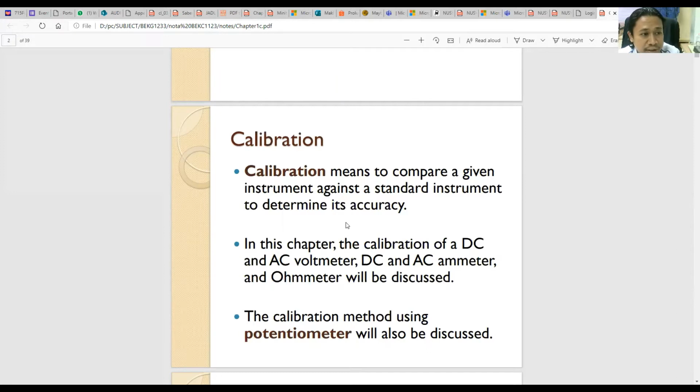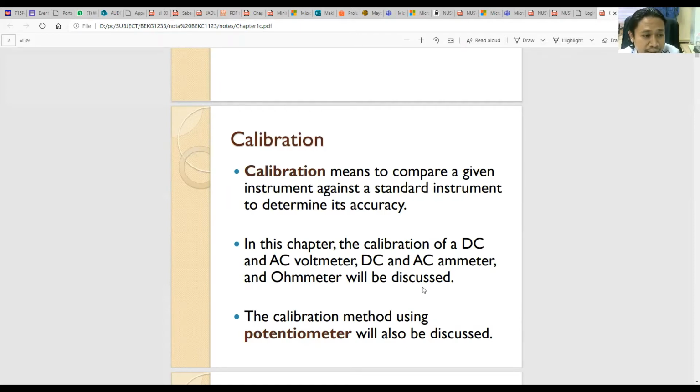So in this chapter, the calibration of DC and AC voltmeter, DC and AC ammeter and ohmmeter will be discussed. For this one, I will skip first. We just proceed on the surface for the calibration, just a definition of the calibration. The next I will cover the calibration on the AC voltmeter, or DC and AC meter.